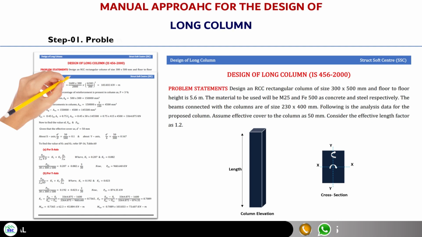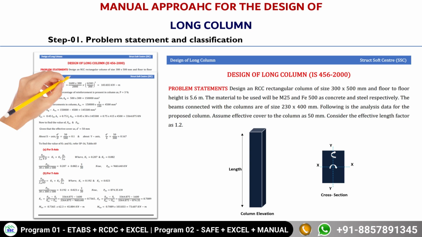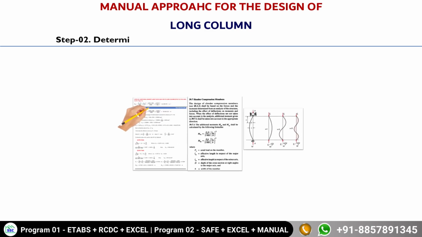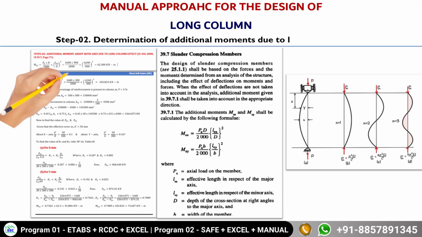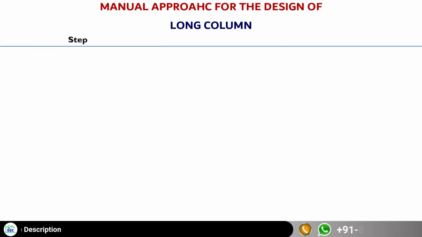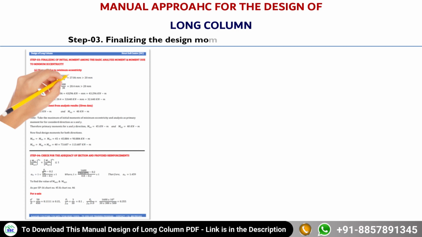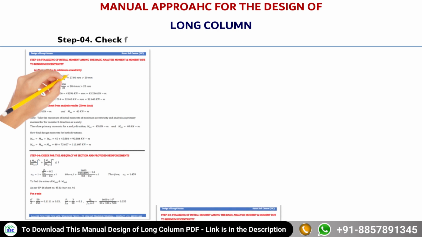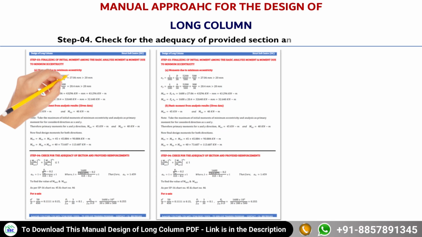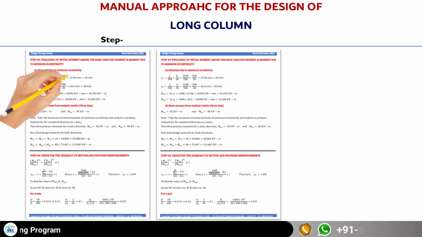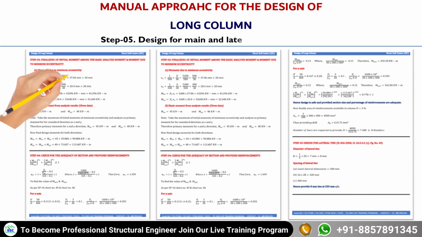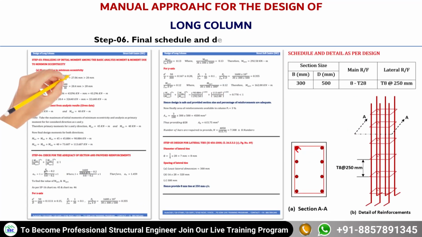In the first step we are going to see the problem statement and the classification of the columns as per IS 456-2000. In the second step we are going to determine the additional moments due to long column effects. In the third step we are going to finalize the design moments about both the axes, X and Y. In the fourth step, we are going to check for the adequacy of the provided section and reinforcements. In the fifth step, we are going to do the design for the main and lateral reinforcement. And in the last, we are going to prepare the schedule and detail as per the design results.